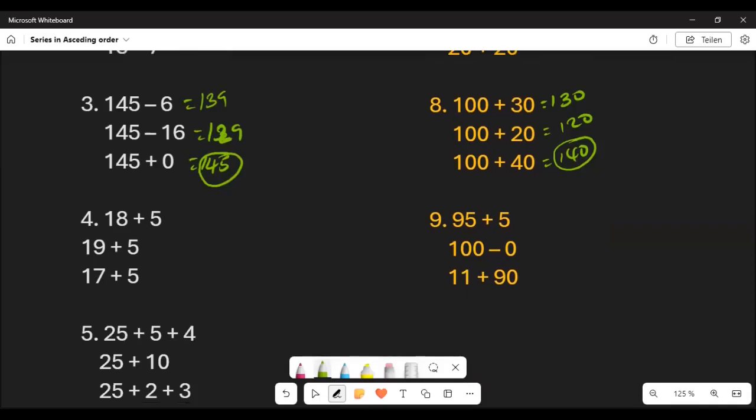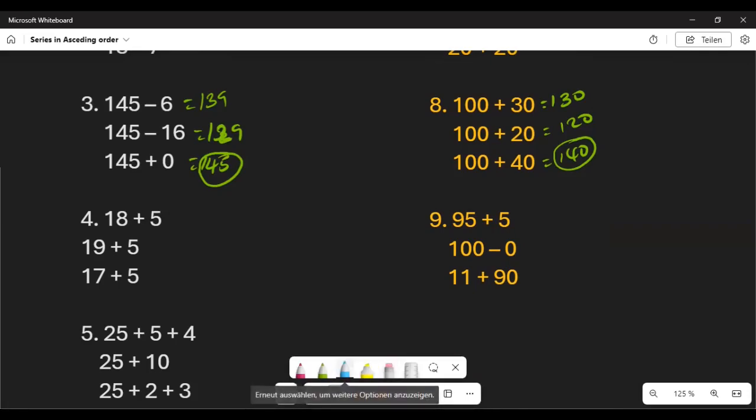Again, let's look at number 4. In this case, we ask ourselves, among all these ones, which one is greater? We want to look at the answers and say which one is greater. So we say 18 plus 5 is 23. 19 plus 5 is 24. 17 plus 5 is 22. So between 22, 23, and 24, we know 24 is bigger. It's the larger answer, so that's what we cycle.